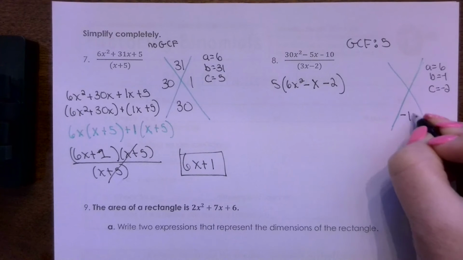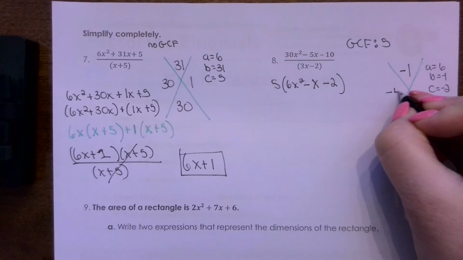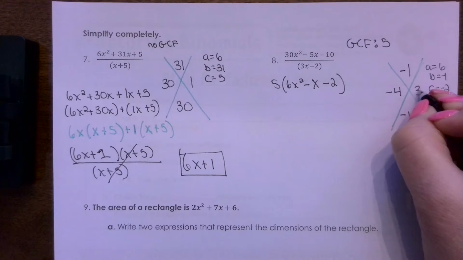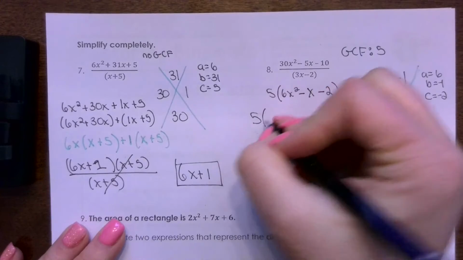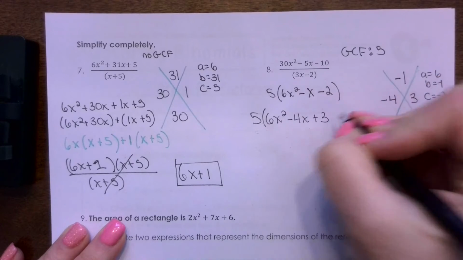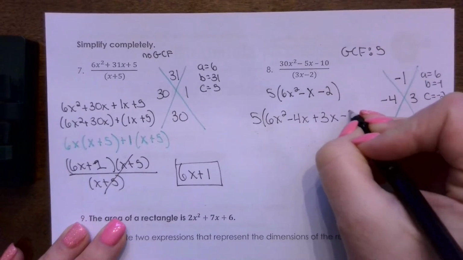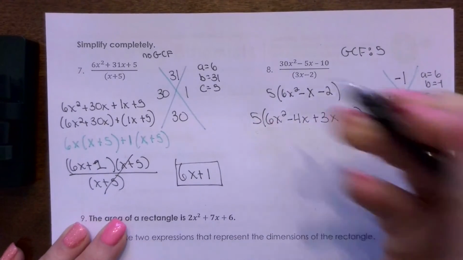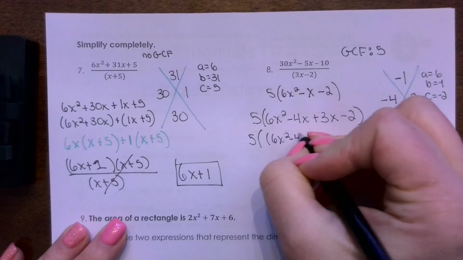6 times negative 2 is negative 12, and B is negative 1. All right, if I think about my factors of 12, I've got 1 times 12, 2 times 6, 3 times 4. And I want negative 4 and a positive 3, so I can add up to a negative 1. Okay, now that I have my factors, I'm going to write this out. I have a 5 times 6x squared minus 4x plus 3x minus 2. There we go. Now I'm going to write these terms into two distinct binomials.